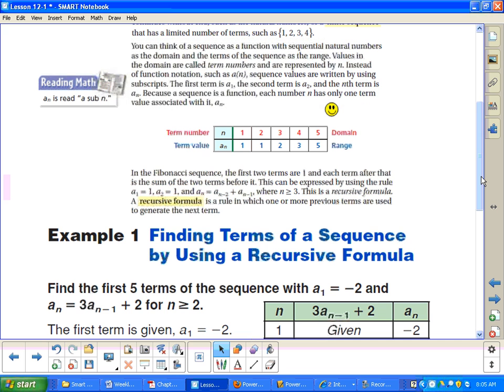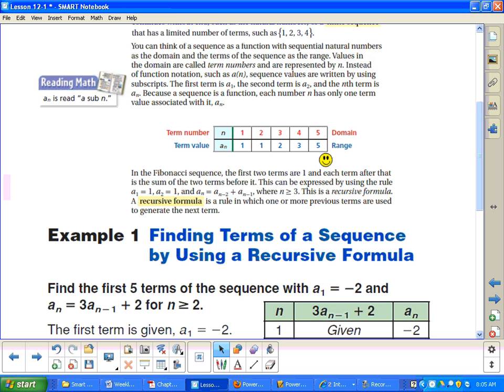So here's an example, and this is actually the start of the Fibonacci sequence. Our term numbers would be our domain, 1, 2, 3, 4, and 5, and we use n to represent the term numbers. And then a sub n would be the numbers 1, 1, 2, 3, and 5, and that would be our range. So the term number is the domain, the term value is the range. In the Fibonacci sequence, the first two terms are 1, and each term after that is the sum of the two terms before it.